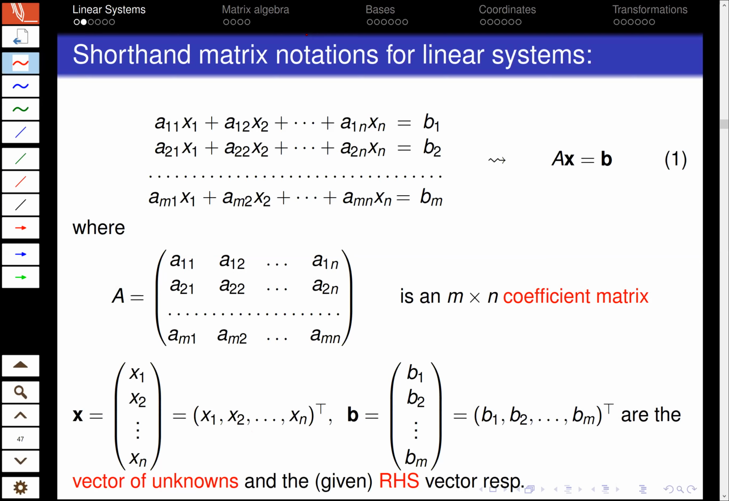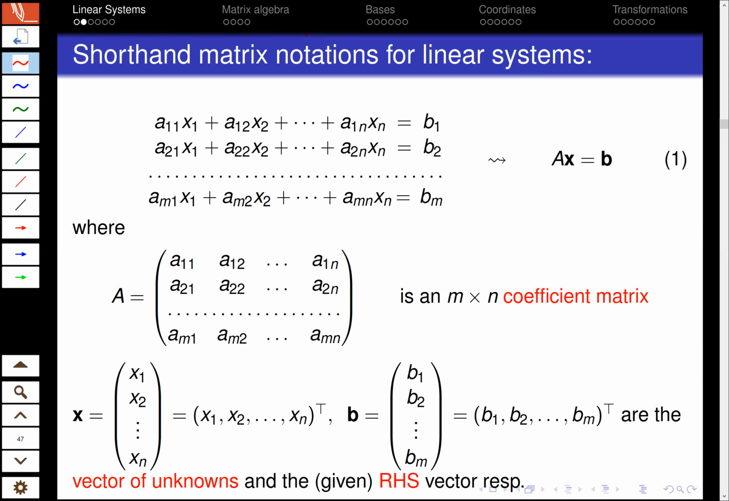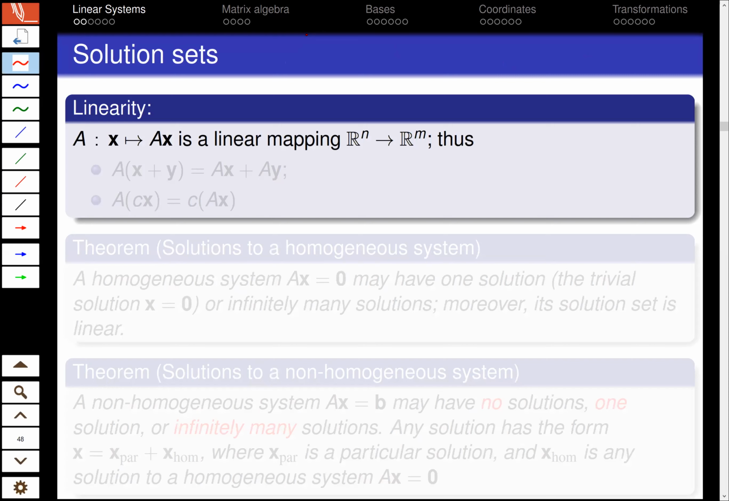Observe that this is linearity. The left-hand side in this system, Ax, depends linearly on x, and linearity in x means linearity as a vector. So this mapping, which takes x and returns Ax, is a linear mapping between Rn and Rm.